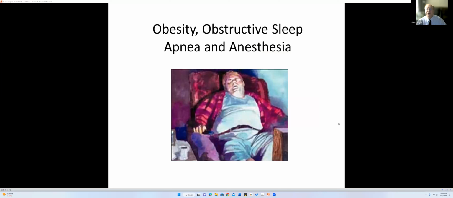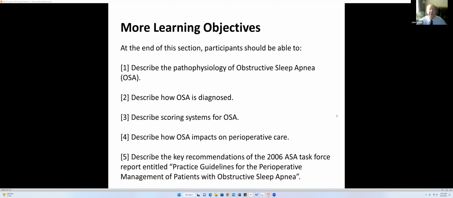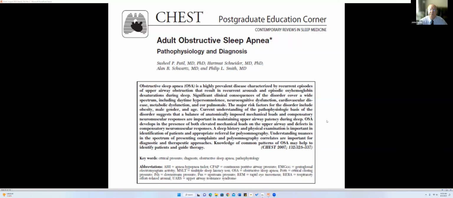Now, let's move on to the problem of obstructive sleep apnea in such patients. So in this section, the learning objectives are to understand the pathophysiology of obstructive sleep apnea, how OSA is diagnosed, and to describe scoring systems for OSA and how they impact perioperative care. And there are recommendations from the 2006 American Society of Anesthesiologists Task Force that many of you may want to become familiar with.